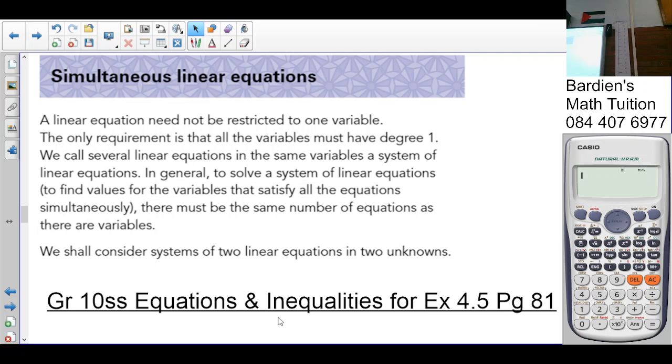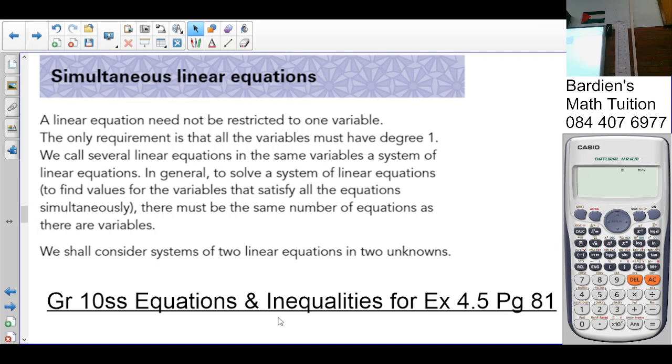So that's linear. We call several linear equations in the same variables a system of linear equations. So more than one linear equation, we've got 2 or 3 linear equations, it's called a system of equations. That's basically what they're saying here. In general, to solve a system of linear equations is to find the values for the variables that satisfy all the equations simultaneously, which means at the same time. There must be the same number of equations as there are variables.